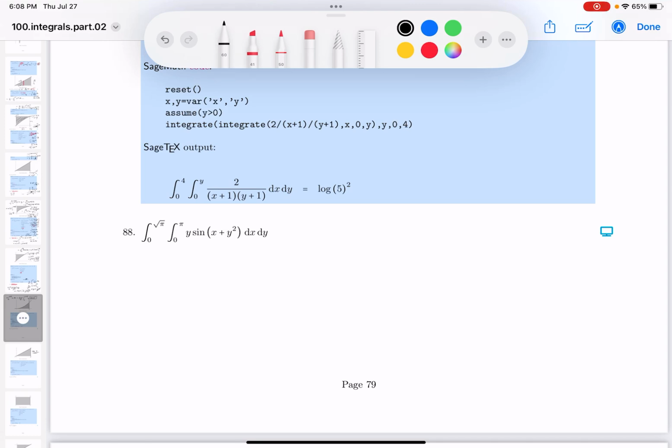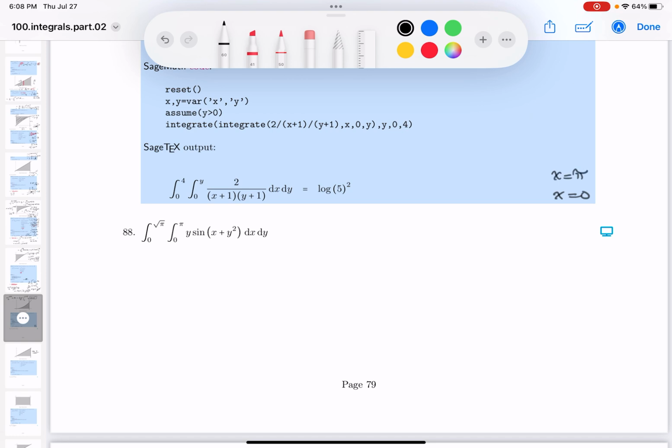Okay, let's look at this, number 88. Let's look at the region first. The x starts at 0 and it goes up to pi. X equals pi. All right?